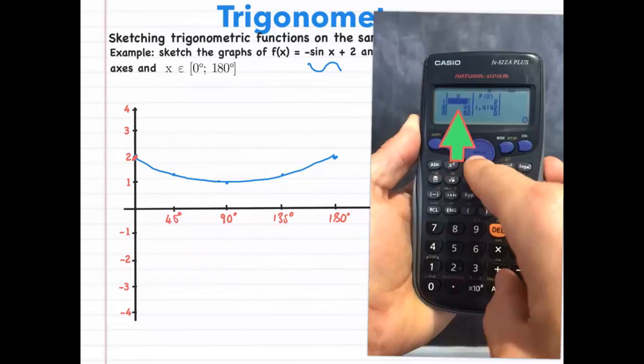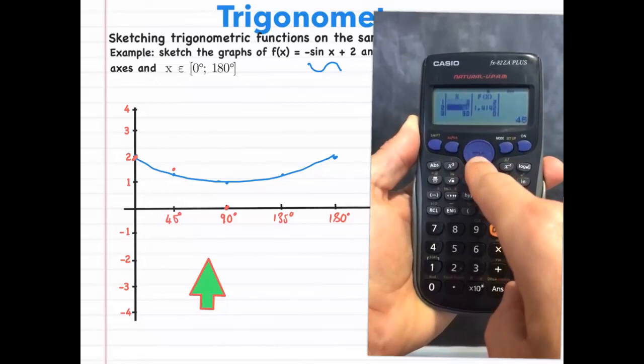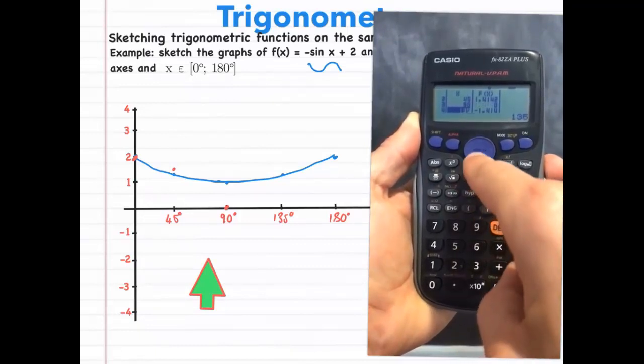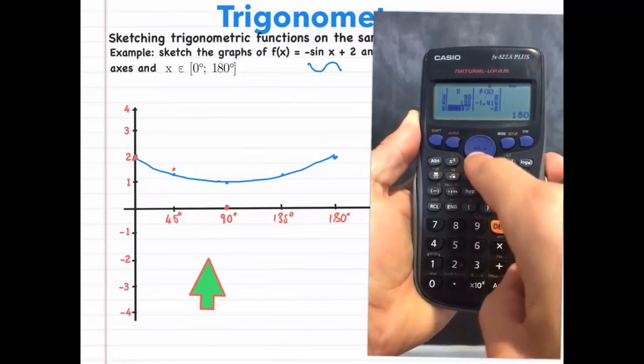And then 45 is 1.4, which will be a little bit higher than the 1.3. And there it is. And then we have 90, which is 0, way here at the bottom, right there. And let's continue. We scroll down, down, down. And we can go one more, and there's the 180.